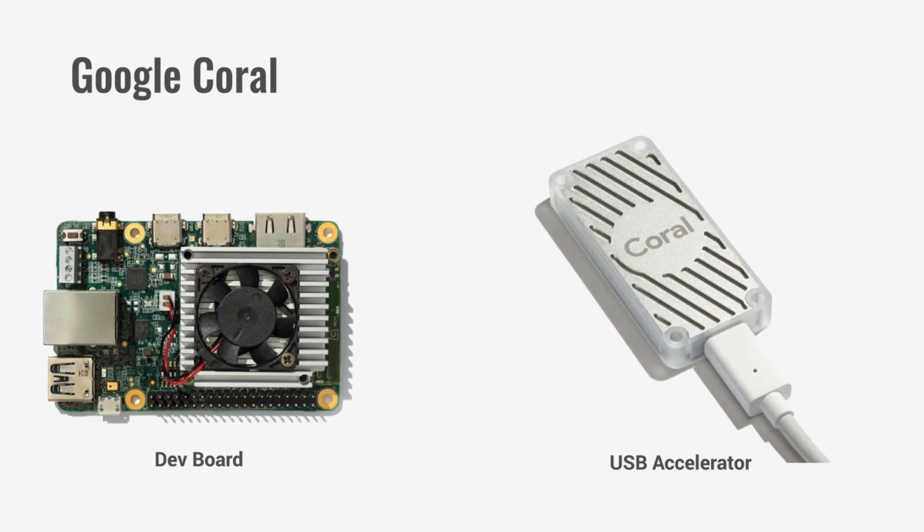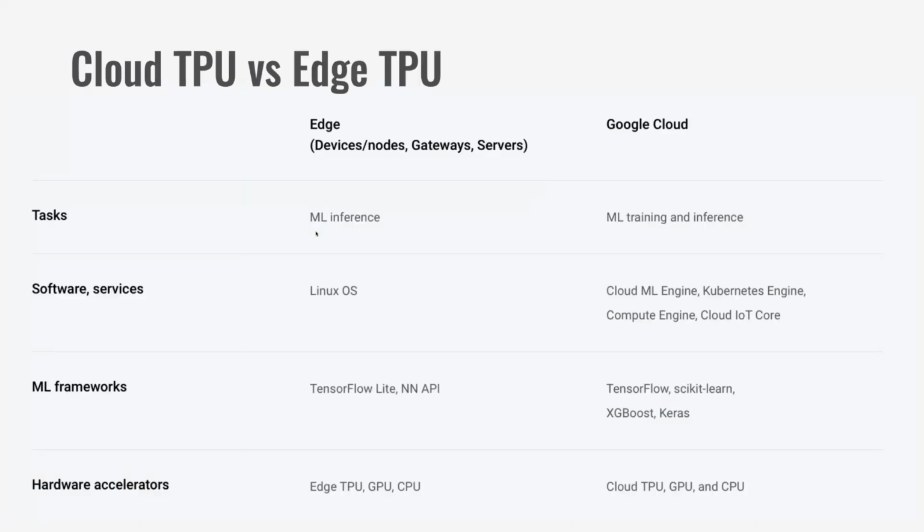So coming back to Cloud TPU versus Edge TPU, obviously Edge is meant for inference while Cloud is meant for training. Edge is expected to run only the Linux operating system, whereas you can talk to Cloud TPU from a variety of compute services available on GCP. The frameworks that are supported are very limited. TensorFlow Lite and the neural network API, which is a subset of TensorFlow, is available on Edge. Again, you cannot bring non-TensorFlow models like Caffe or PyTorch or MXNet.